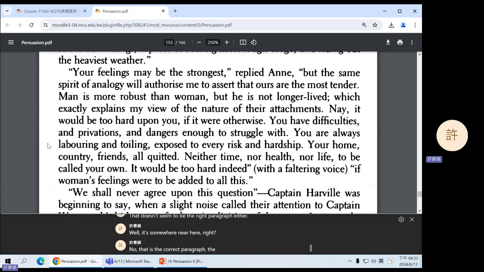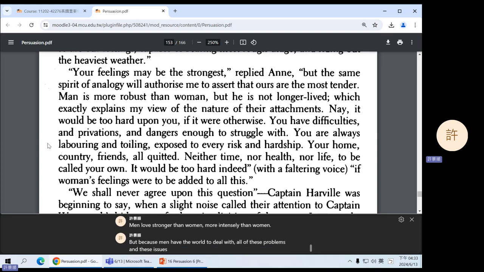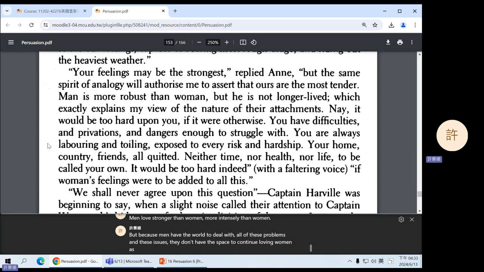The idea here is Anne is saying men love stronger than women, more intensely than women. But because men have the world to deal with, all of these problems and these issues, they don't have the space to continue loving women as long as women could love men.